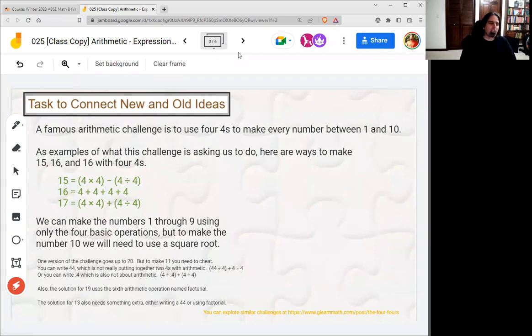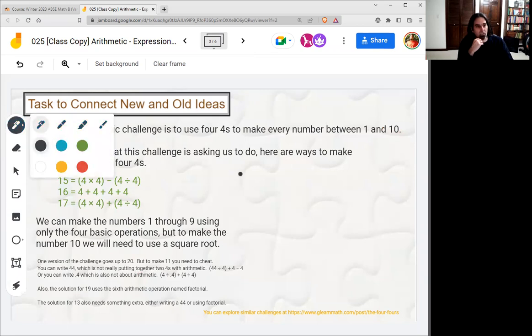Here's the thing we're actually interested in. There's a famous challenge to use 4 4s. And just like the invisible fairy race, you have to use all 4 of the numbers. You can't leave any out. And we want to make every number between 1 and 10. So as examples, without spoiling it, if we were wanting some of the teens, then here are ways to get 15, 16, and 17. But that's not part of our challenge. We're just trying to count from 1 to 10.